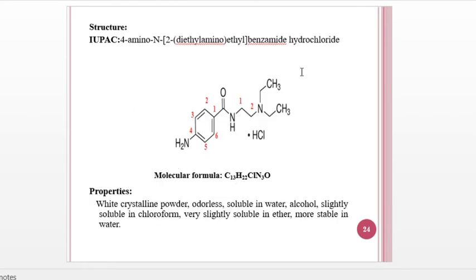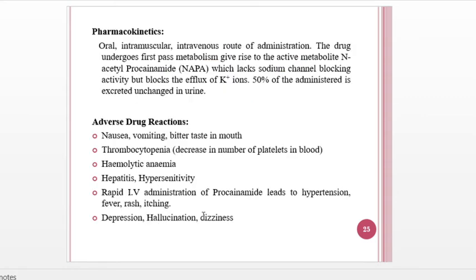This is the structure of procainamide. Regarding metabolism, it undergoes first pass metabolism and gives an active metabolite, N-acetylprocainamide. This active metabolite lacks sodium channel blocking activity but blocks the potassium channel, and 50% of the administered drug is excreted unchanged in the urine.